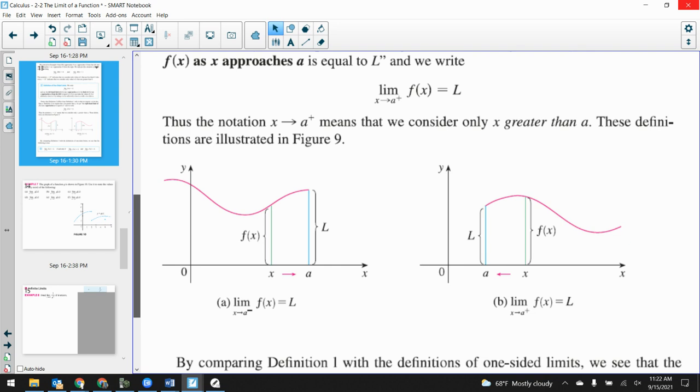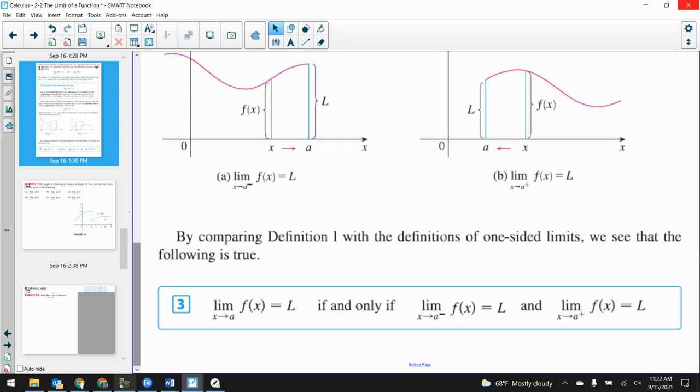Where's it going? And at that moment, I can say, okay, the limit as x approaches a from the positive direction of this function is L. Now, the only time you can say that the limit truly exists is if these two things match each other. The only time you can say the limit truly exists at that value is when these two match each other.